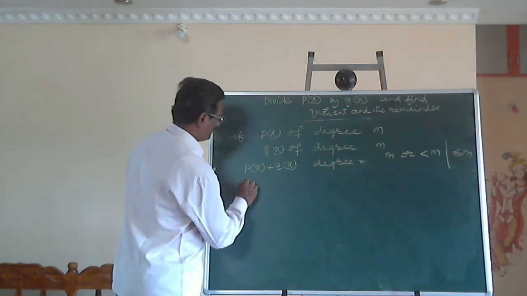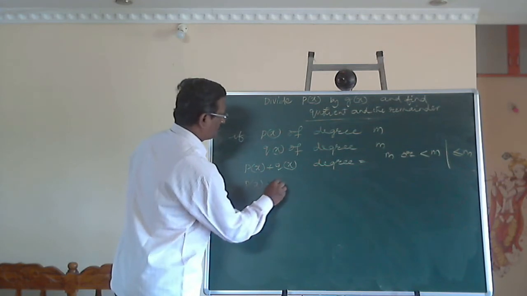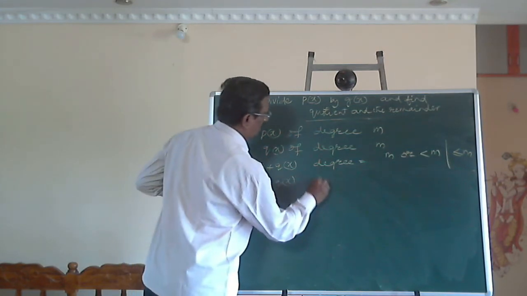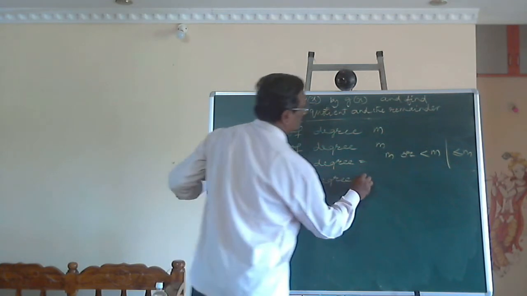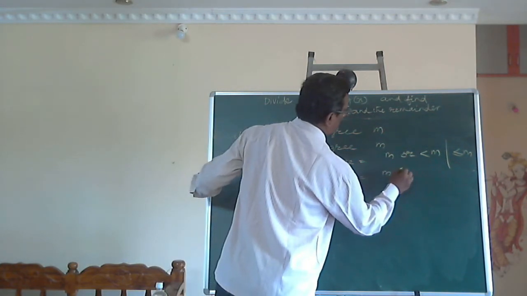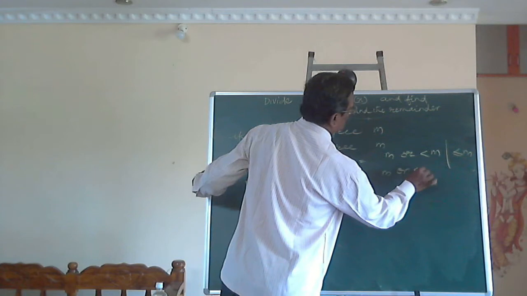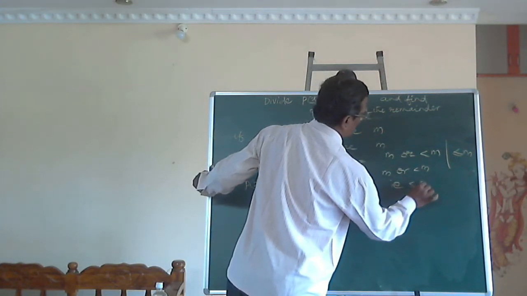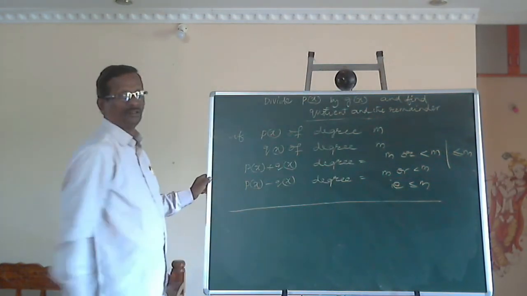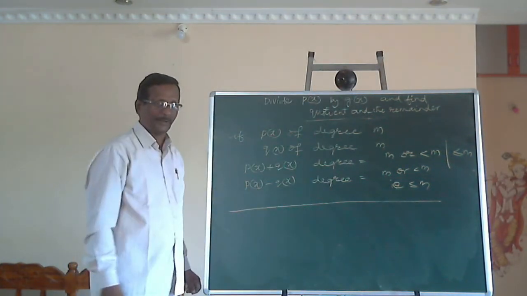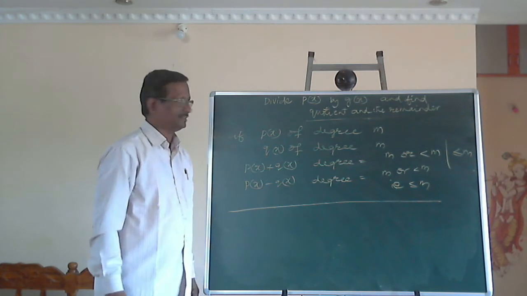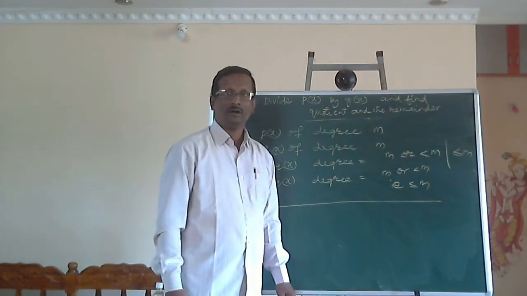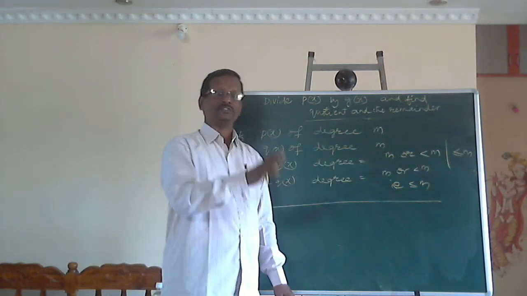Similarly, P(x) minus Q(x) also has its degree m or smaller than m, that is less than or equal to m. Let's have one small example of how the degree is equal to m or how the degree is sometimes smaller than m.